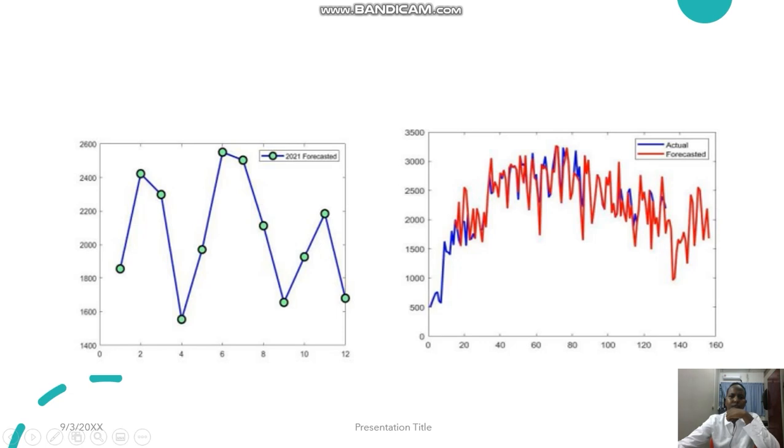We have data from 2009 to 2021. And here are the actual and the forecasted errors. The blue line is the actual and the red one is the forecasted line. The highest target is 3,500 and the lowest is 500.